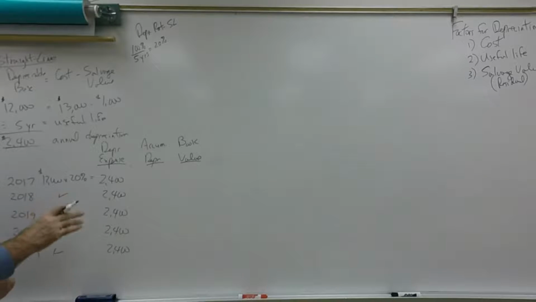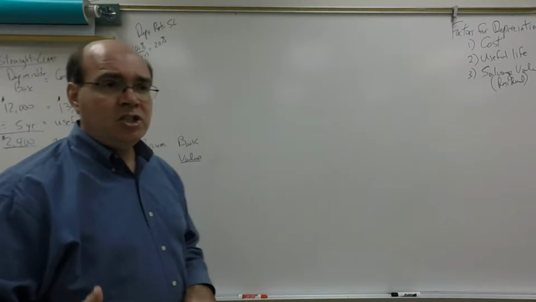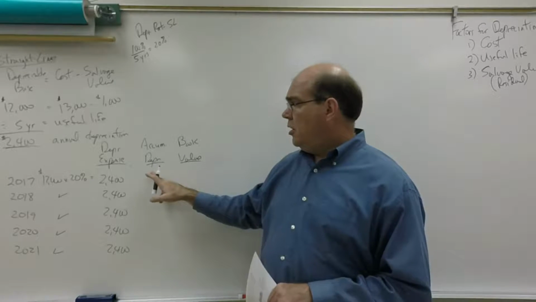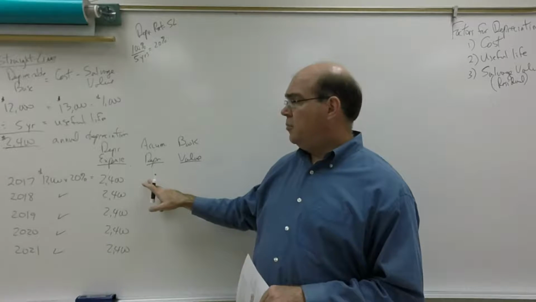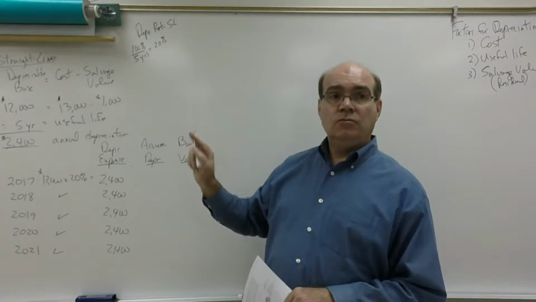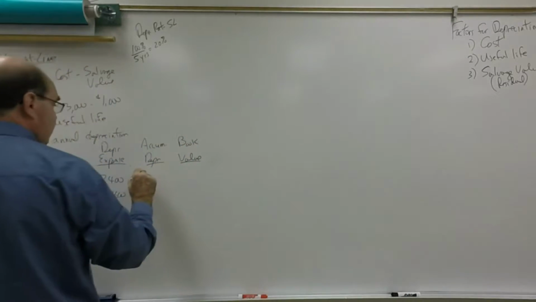Because, of course, we have 2,400. The accumulated depreciation, that's all the depreciation we've taken in previous periods. So at the end of the first year, we've taken 2,400 in accumulated depreciation. How much accumulated depreciation do we have for all the years? We have 2,400, 1 year's worth, right?